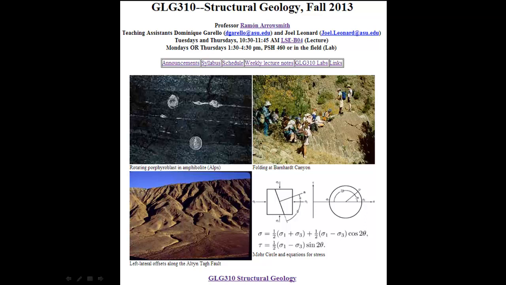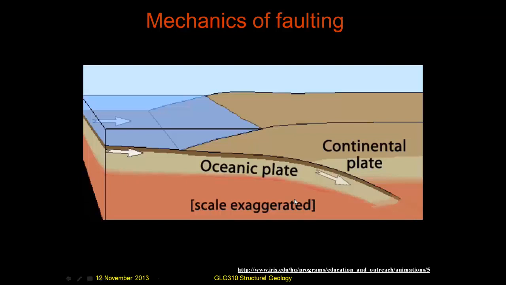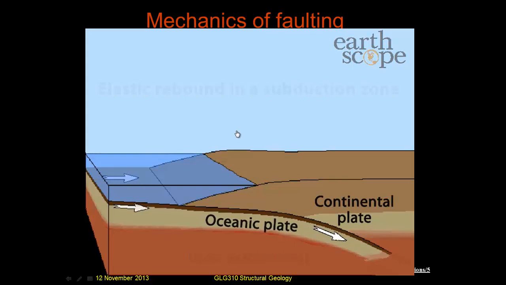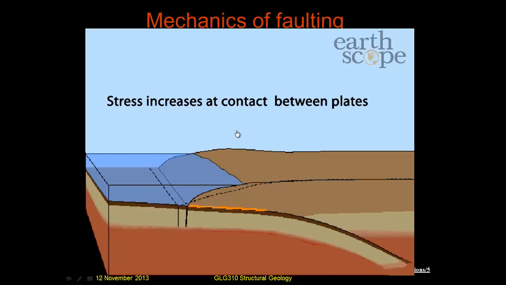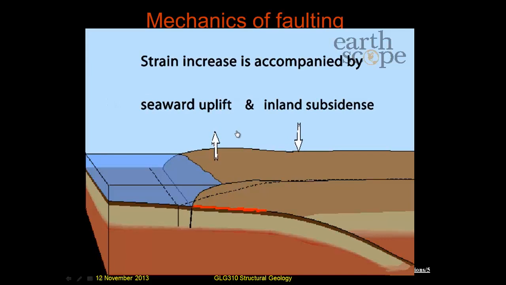Okay, this is the fault mechanics lecture from our GLG 310 structural geology class. And so here we talked about how the earthquake cycle has two phases. There's an interseismic cycle where we load up the crust because the fault is locked, and we may deform the blocks around it, like in this case for a subduction zone, we're lifting up the coast at the sea and subsiding in the interior.